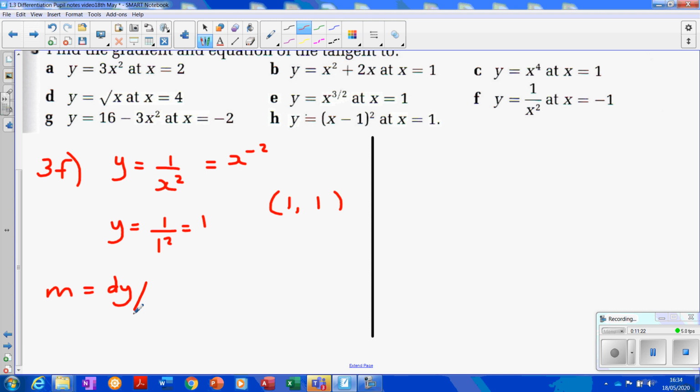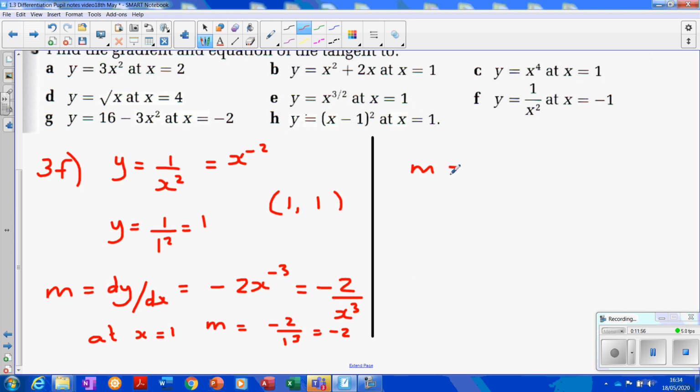Gradient is dy by dx. So the gradient, dy by dx, for that one is, we use this format with the x's at the top. So multiply by the power, take 1 away from the power: minus 2x to the power of minus 3. I'm going to have to substitute in a number, so we don't want negative powers, so it's minus 2 divided by x to the power of 3. So gradient at x equal to 1 is going to be minus 2 divided by 1 to the power of 3. 1 to the power of 3 is still 1, so it's equal to minus 2. So gradient equals minus 2, and the point on the line is 1, 1.